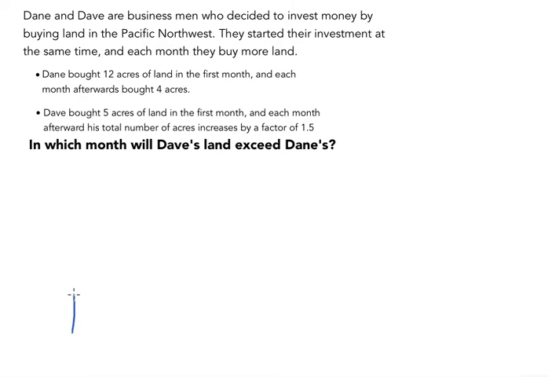So let's create a table here for Dane's. The independent variable we're dealing with is months. That looks like it's the thing that's changing every time, so we'll label that as M. And we're going to change Dane's up to J of M. And we'll create a table for Dave's as well. We'll leave him as D of M.